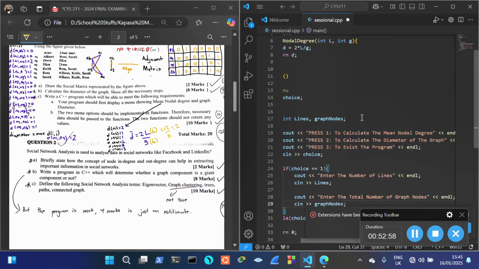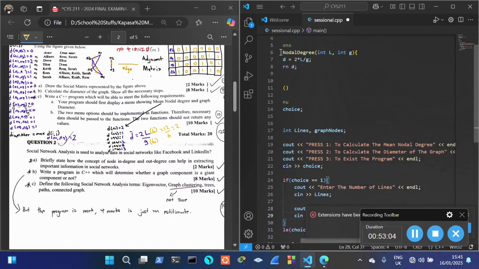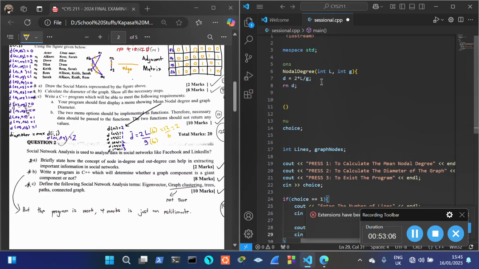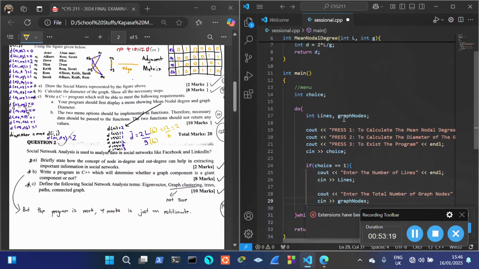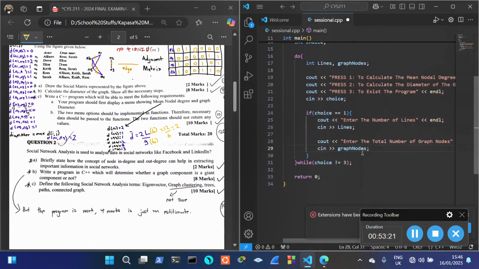Now since these two variables have been entered by the user, they need to be passed into this function for the mean nodal degree. What was the name of this particular function, if you can remember? So let me just drag this. The name of this function was the mean nodal degree. If the user passes these things, what should we see? We need to expect to see the answer.